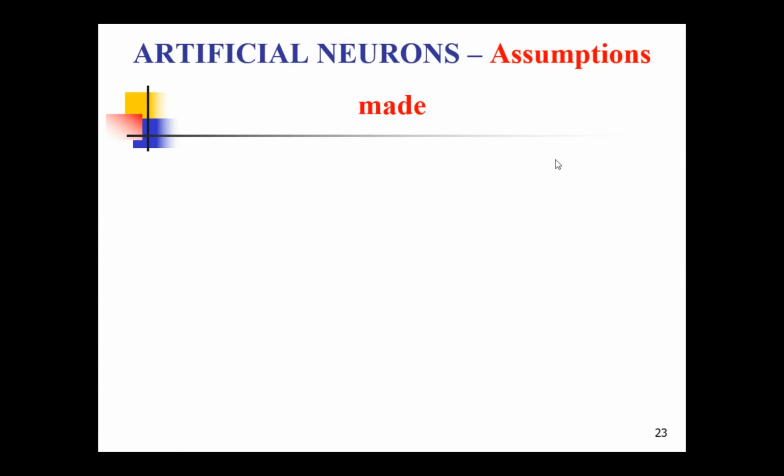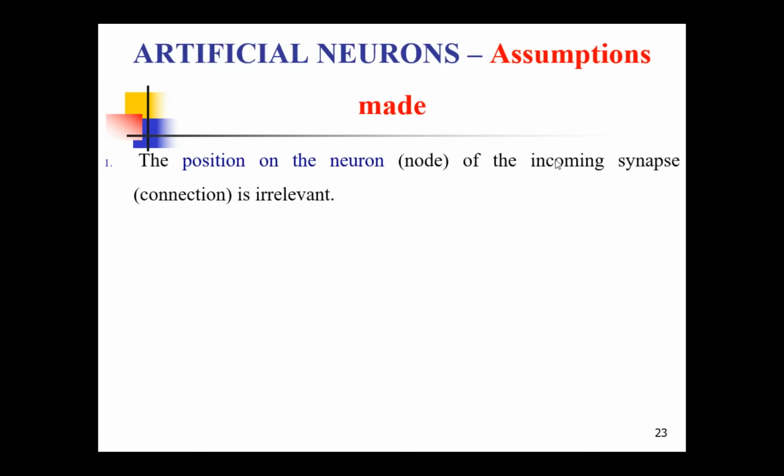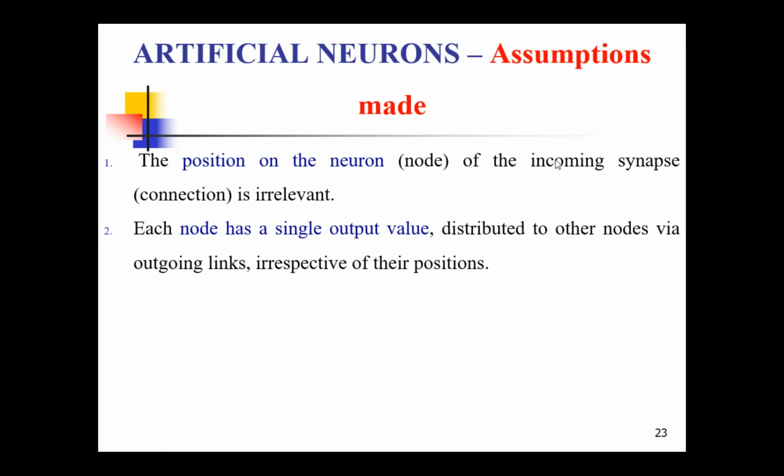So what are the assumptions made in this artificial neural network? The first assumption that I am going to make is that the position of the neuron, that is the node of the incoming information or connection, is irrelevant. So whatever the position of the neurons, it doesn't have any relation at all.